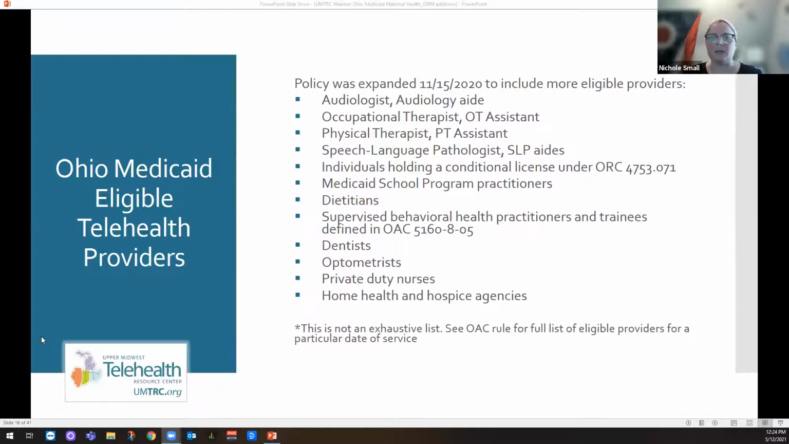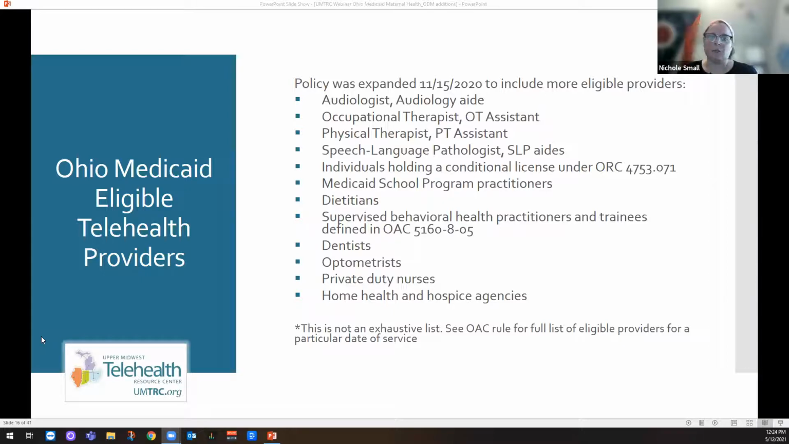So we did add Medicaid school program practitioners and dietitians, which provide a lot of different services. Those were expanded to allow that. And then also dietitians that provide lactation counseling. So that was another service that was added if it's provided by a dietitian.